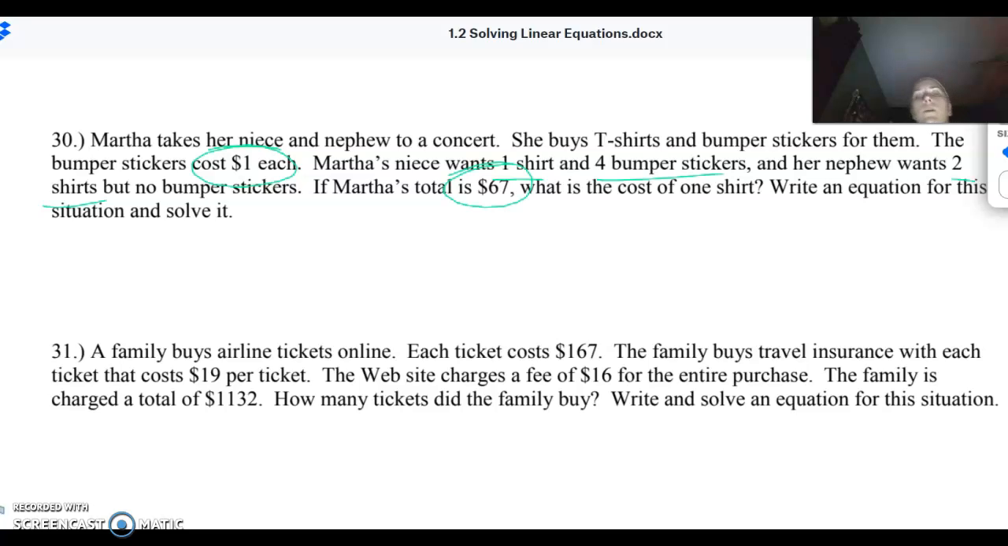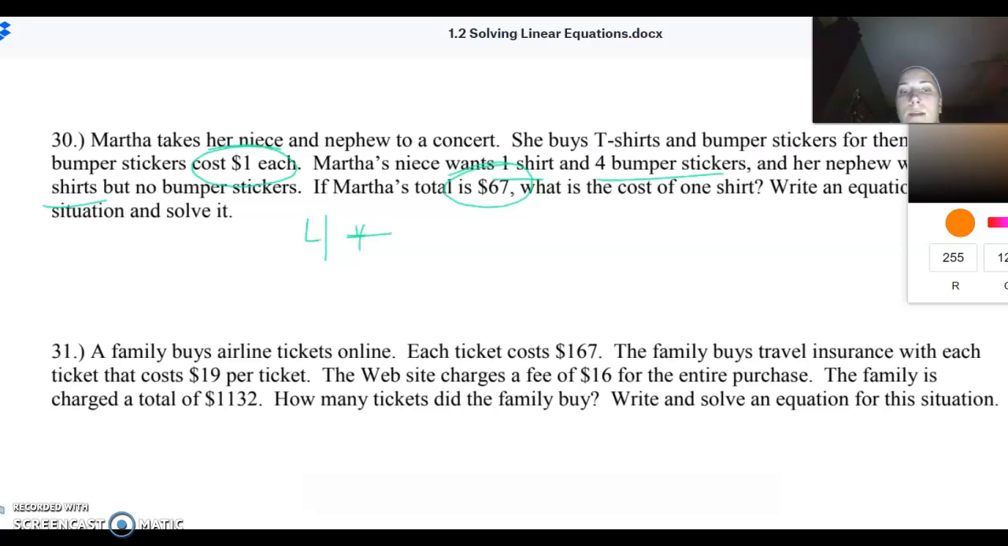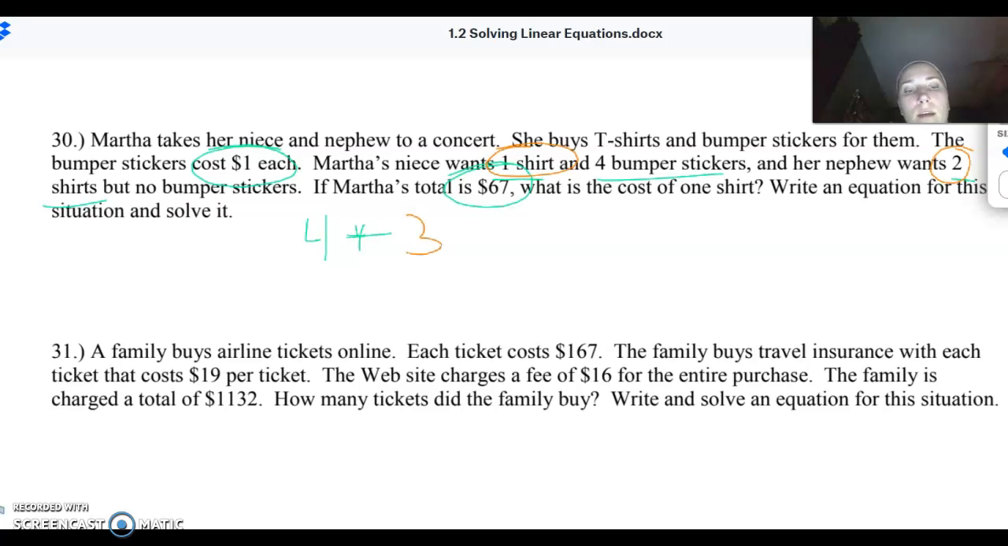Okay, so we know that we want 4 bumper stickers, and those are $1 a piece. So that means that those bumper stickers are only costing us $4, because we're getting 4 of them. So I'm going to go ahead and just add that 4 plus, and then we want 3 total shirts because her niece wants 1 and her nephew wants 2. So I'm going to label that 3, and we're looking for the cost of 1 shirt.